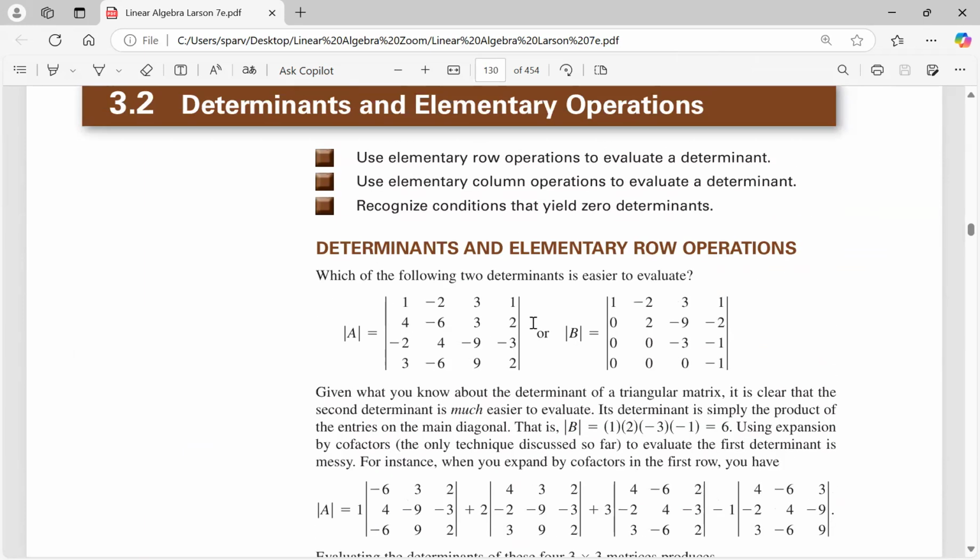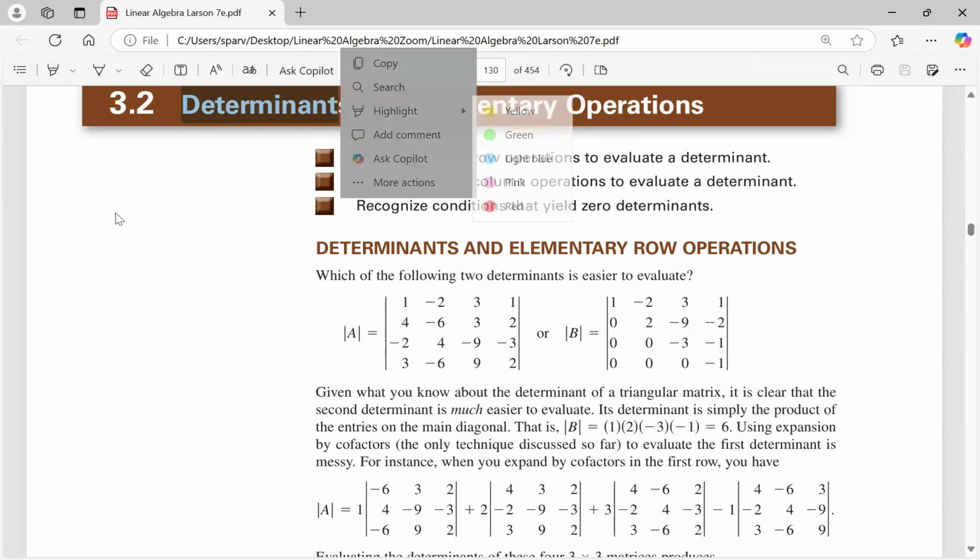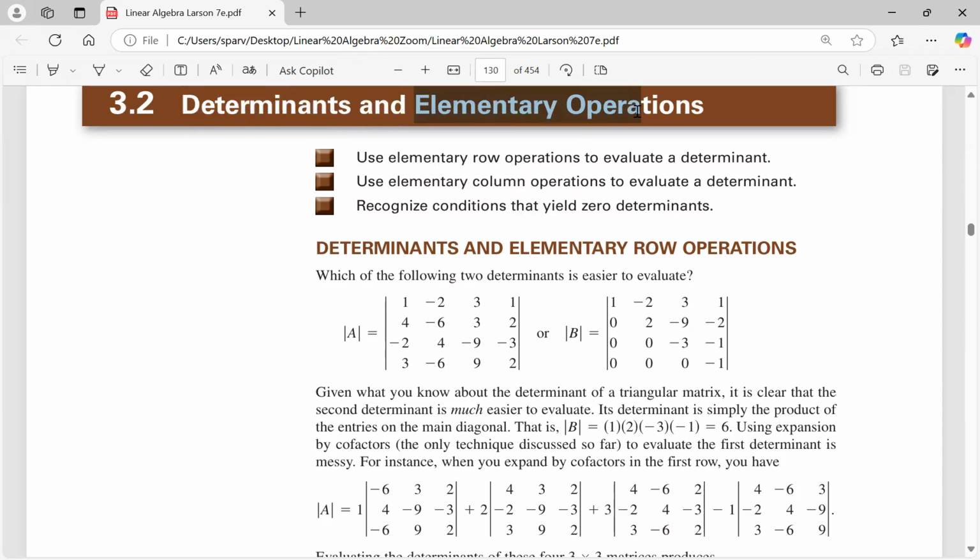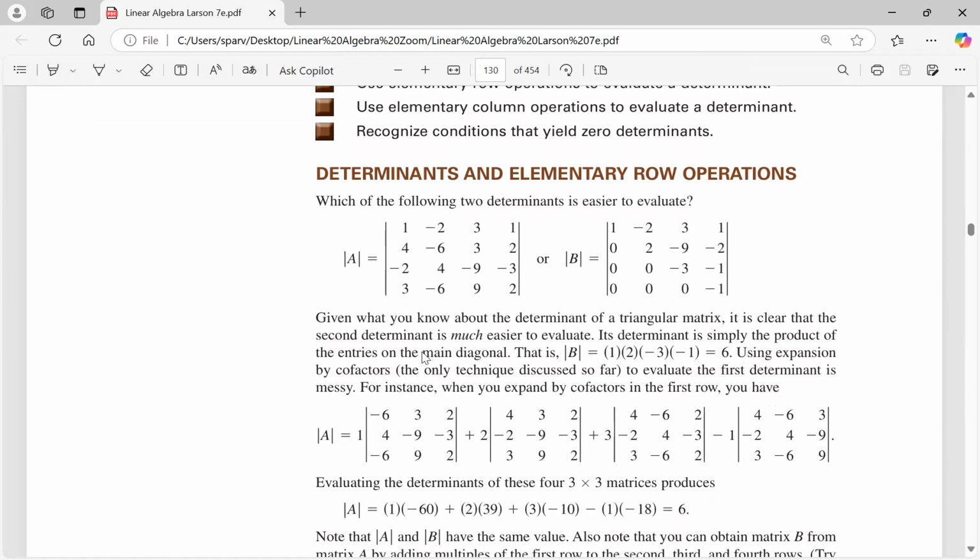And so what are some of the operations we can do with determinants? Now, we are looking at the relationship between determinants and elementary operations. Remember, there are 3 elementary operations. We can switch rows of a matrix. We can multiply a row by any constant. And we can add a constant multiple of a row to another row. Those are the elementary operations. Well, how do these operations affect the determinant as we make these moves?